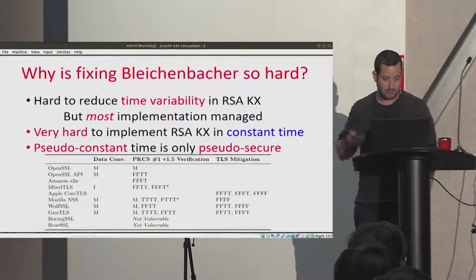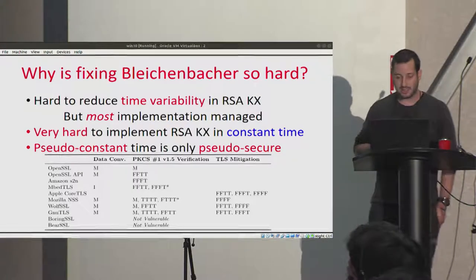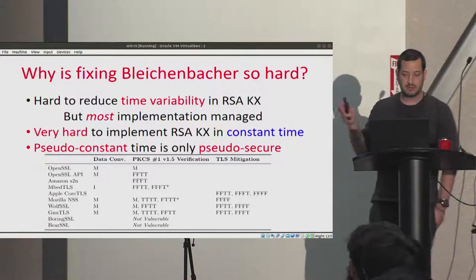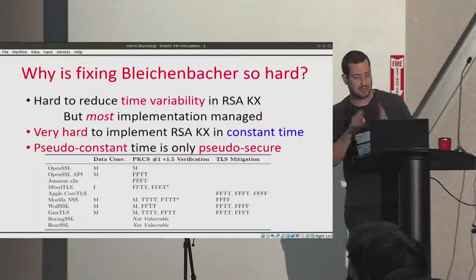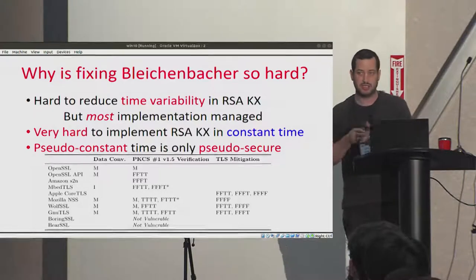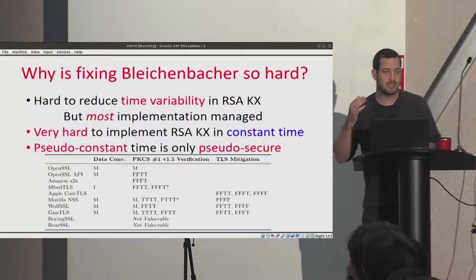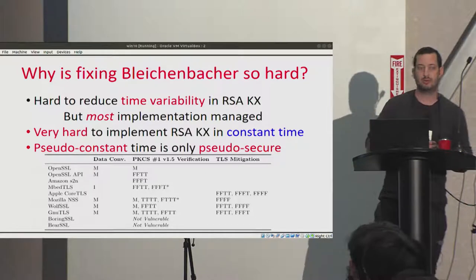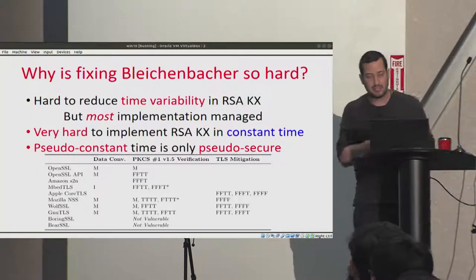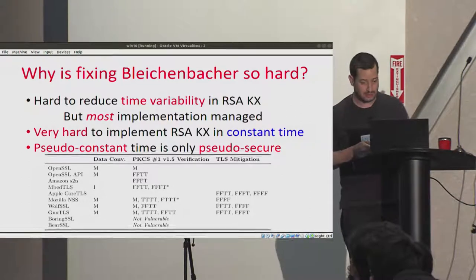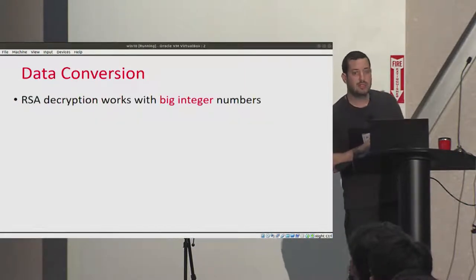And this is the reason we have all of this nice table. In this table, you can see that there are three different categories: the data conversion, the PKCS verification, and the TLS mitigation. We consider there are three layers in the way that we want to mitigate this type of attacks, and each layer has its own type of vulnerabilities. So we start with the data conversion.